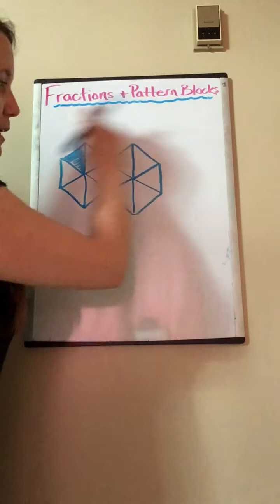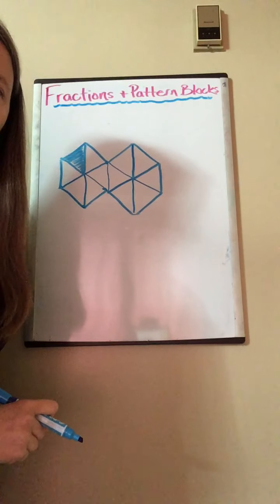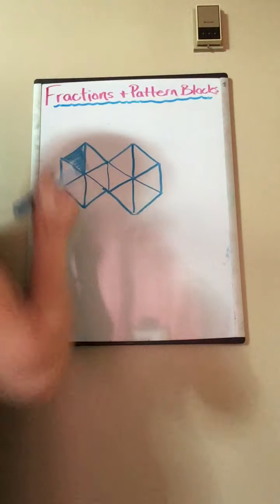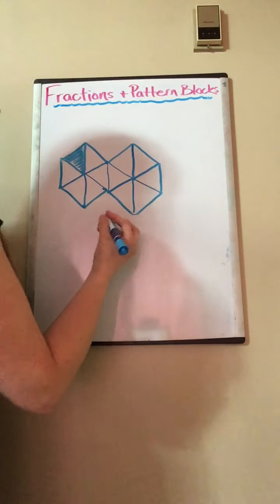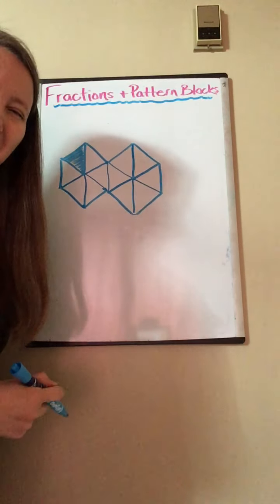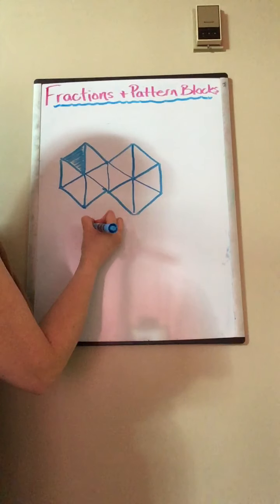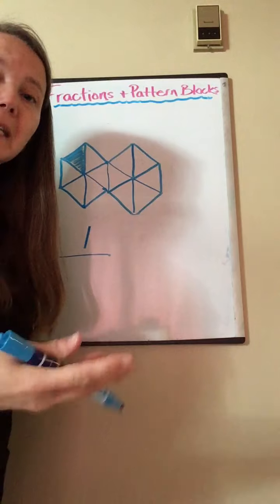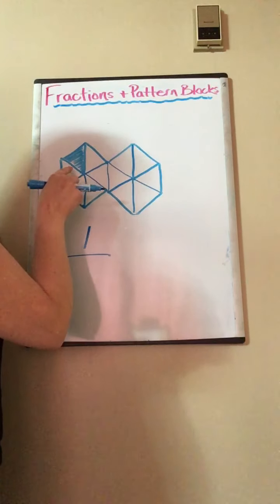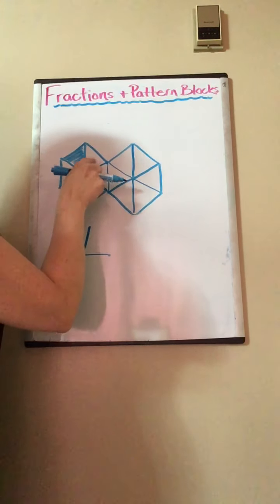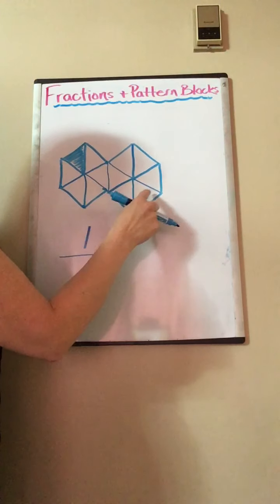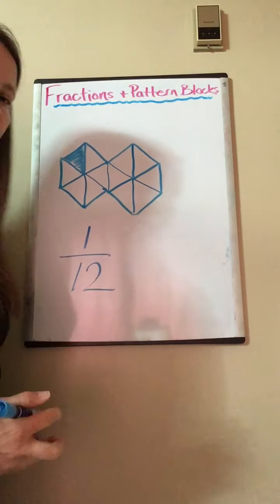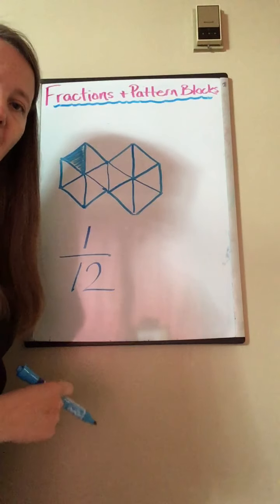Now, can I write a fraction for this shape? Oh my goodness, I can because all the parts are equal. First, I'm going to count how many shaded parts there are. Can you count how many parts are shaded? That's right. 1. Your next job is to find out how many equal parts you have altogether. 1, 2, 3, 4, 5, 6, 7, 8, 9, 10, 11, 12. There's 12 equal parts. Do you see that?